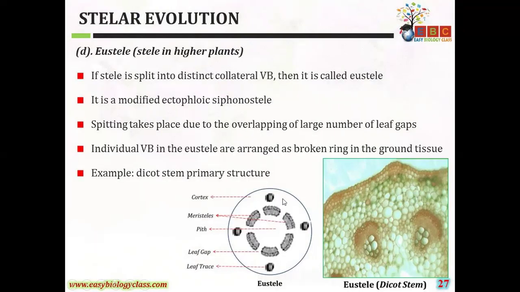Which we can see in dicot stems generally. In anomalous secondary growth, we can see the vascular bundles arranged in the form of different rings. So this is one meristele, this is another meristele, like that. Even the cortex also consists of steles. Such a type of stellar condition is called the eustelic condition. This can be observed in higher plants, that is, dicot stems.